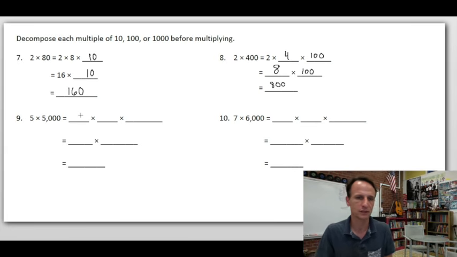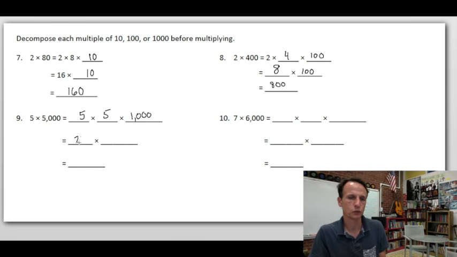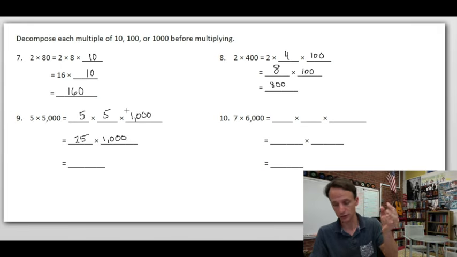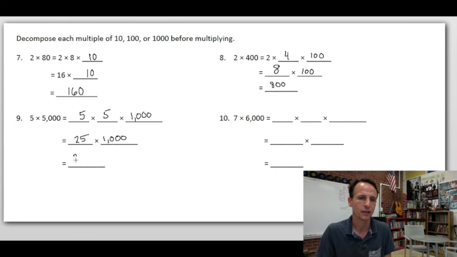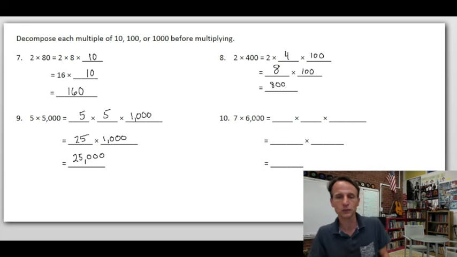5 times 5,000. Well, let's decompose 5,000. So it'll be 5 times 1,000. So 5 times 5 is 25. Great. And then we will multiply that by 1,000. So 25 times 1,000. And now you see why we were writing it as, in the previous example, it was 36,000. So 36 thousands. 25 times 1,000 is 25 thousands. 25,000. Glorious. Okay, and then this one especially makes the point.